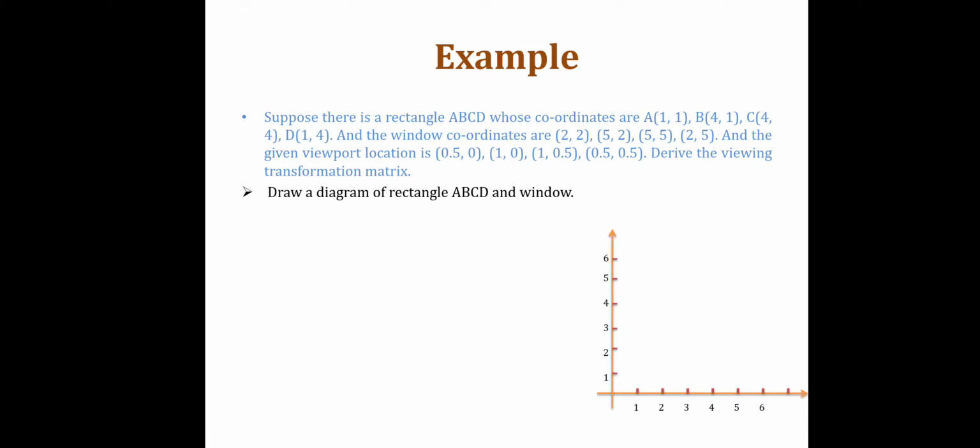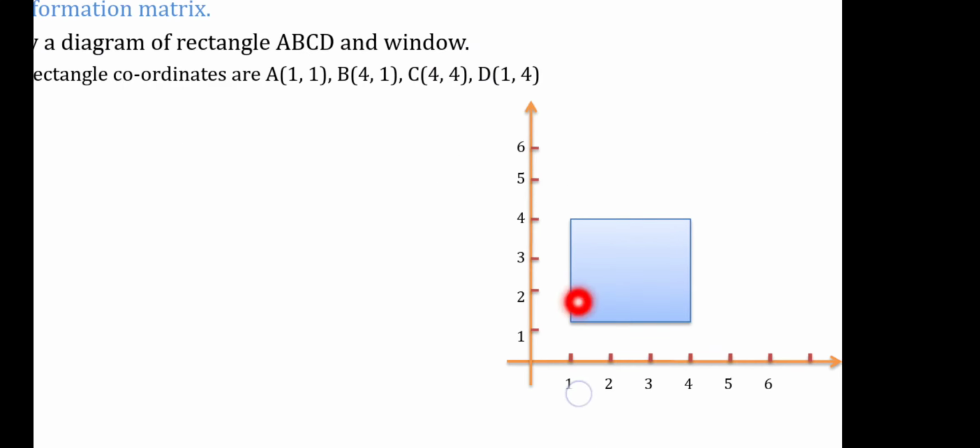Now what I want to do is draw the rectangle first, and the rectangle is given as ABCD. With that rectangle we also have window coordinates. So we are going to draw this. What are our rectangle coordinates? I am plotting these coordinates on this coordinate system. So 1, 1, this is my first point, A (1, 1). Then the next point is (4, 1), then (4, 4) and (1, 4). So these are my four coordinates, and in this way I have plotted this rectangle.